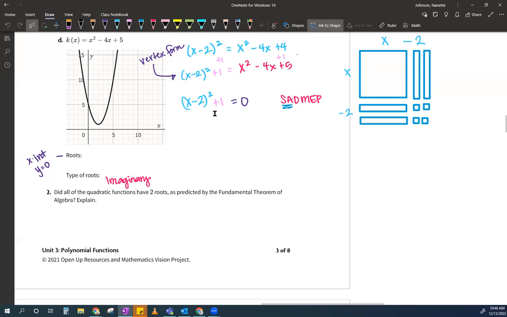How do you undo adding 1? Very good. We just subtract 1. Very, very good. So then we still have this x minus 2 quantity squared equals -1. Everybody okay with this? All right, so now what would we do?